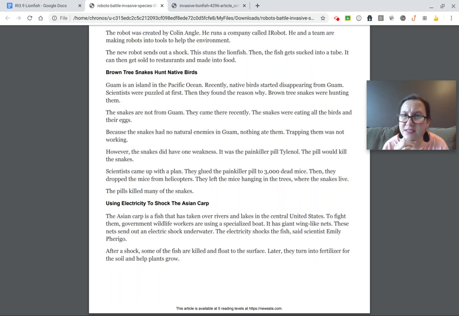All right, so let's do some thinking. What did we just read about? Well, I didn't just read about lionfish, and I didn't just read about brown tree snakes or the Asian carp. What do those three creatures all have in common? You're right, they're all invasive species. Did they solve the problem of these invasive species in the same way? No, they didn't.